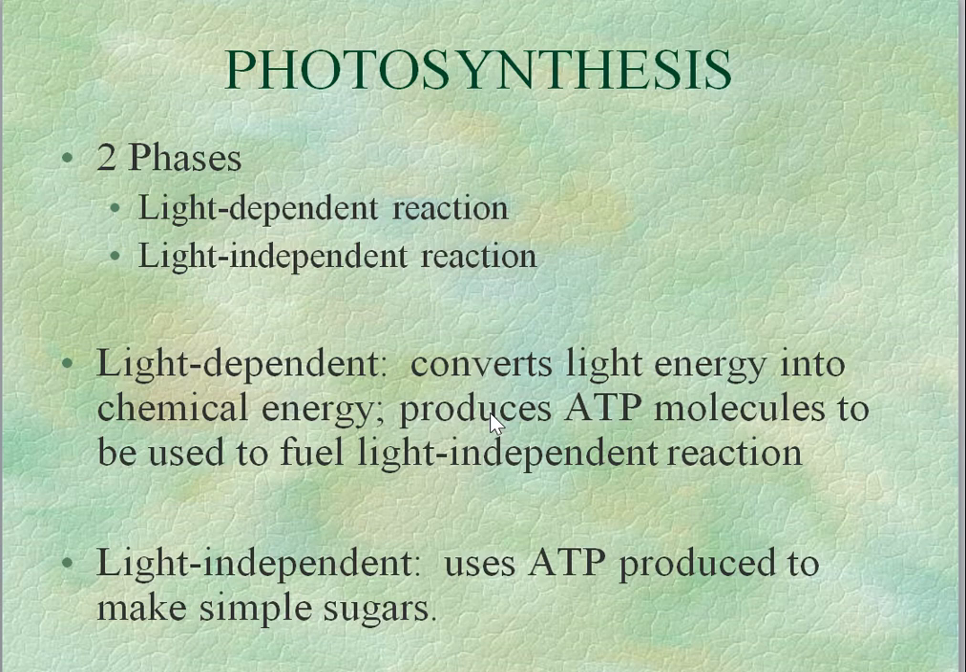Photosynthesis has two phases. First is the light-dependent reaction, then the light-independent reaction, which we know as the Calvin cycle. Firstly, light-dependent converts light energy into chemical energy. After this stage, it produces ATP molecules to be used to fuel the light-independent reaction. The light-independent reaction uses ATP produced to make simple sugars.